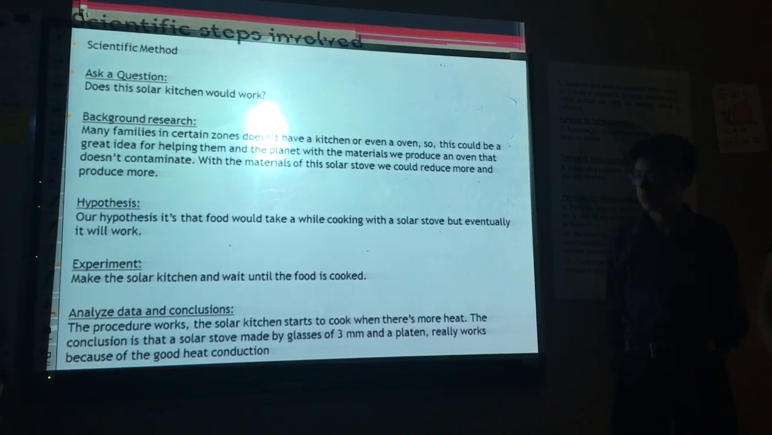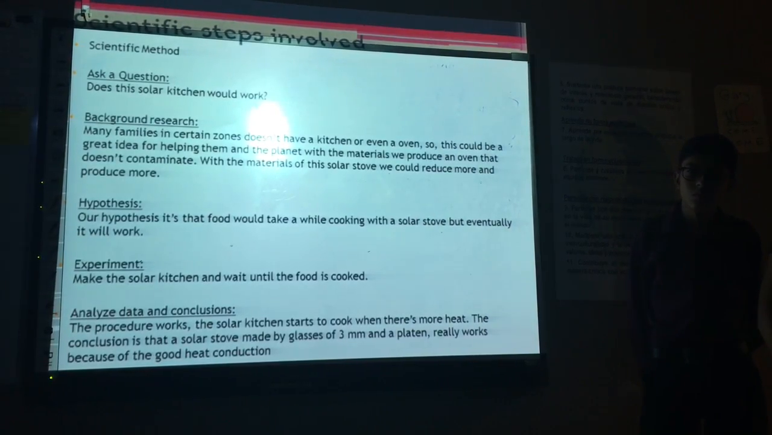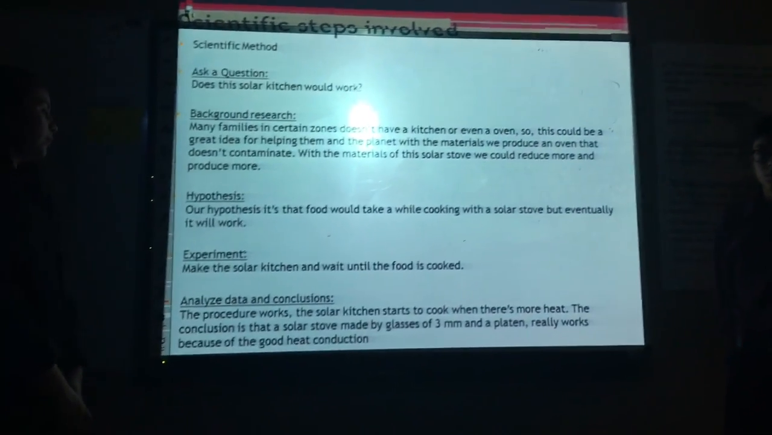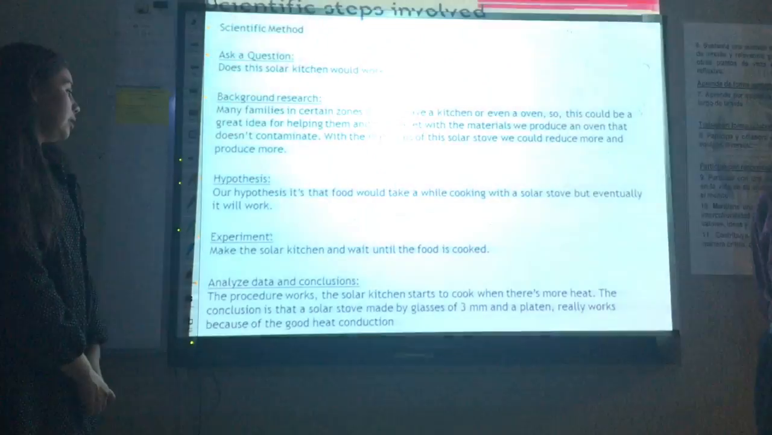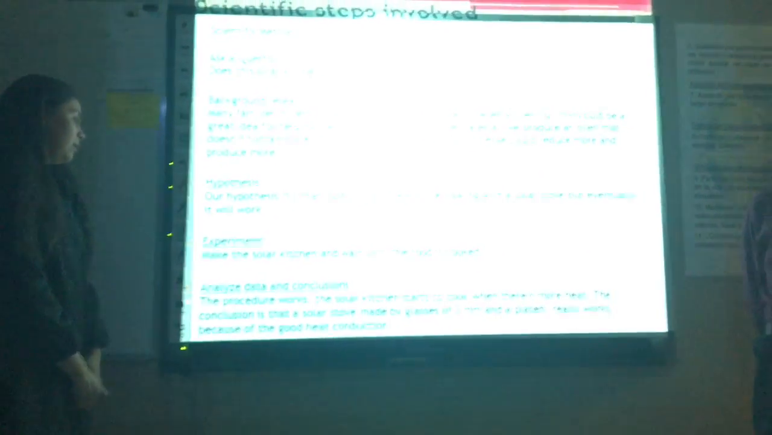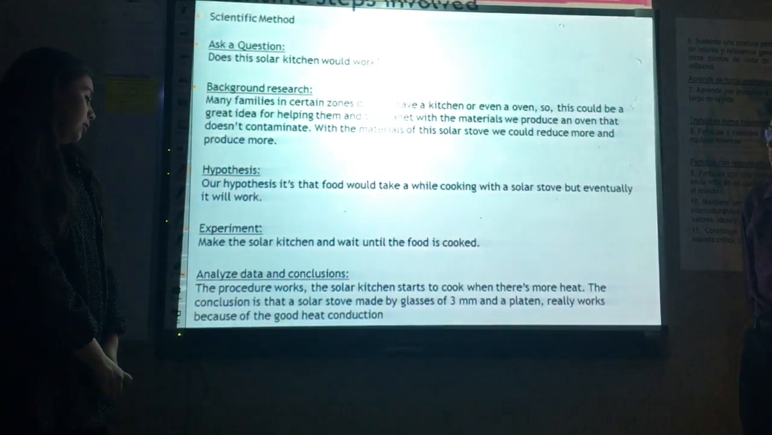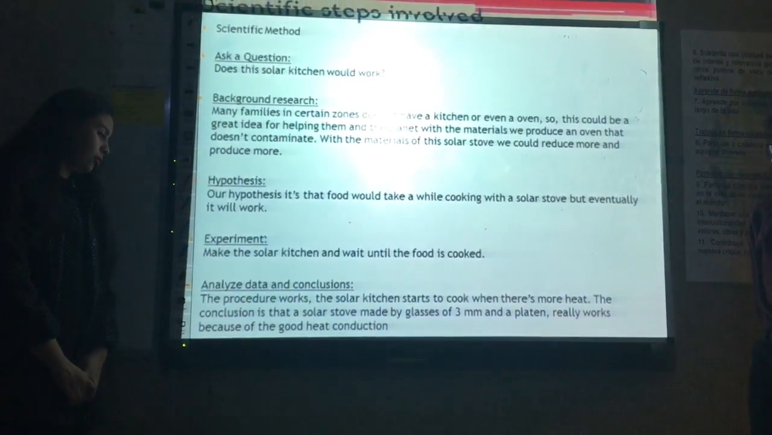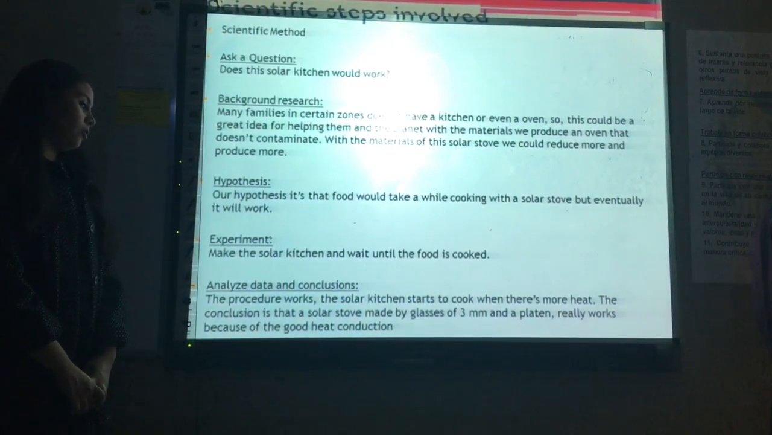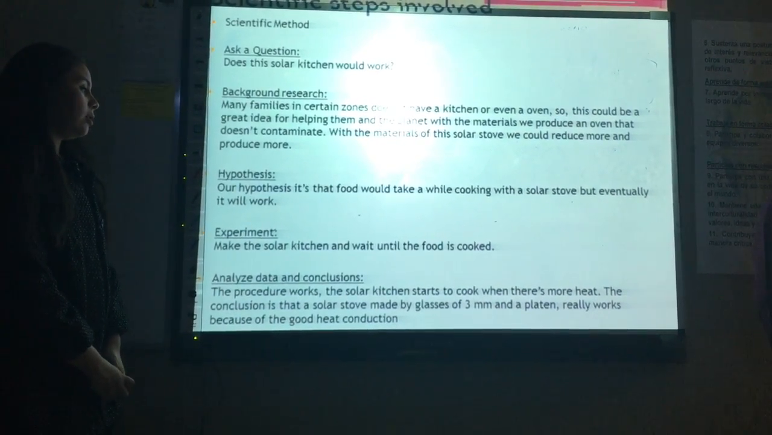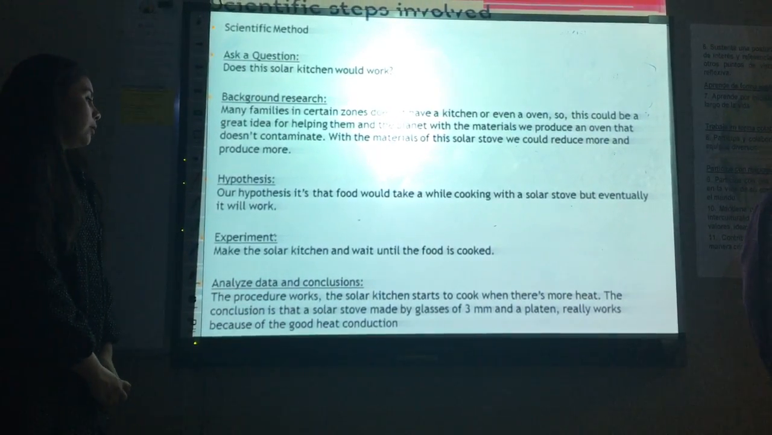Hypothesis. Our hypothesis is that food will take a while cooking with the solar stove, and with water it will eventually burn. Experiment. Make the solar kitchen and wait until the food is cooked. Analyze the data. The conclusion: the procedure works. The solar kitchen starts to cook when there's more heat.